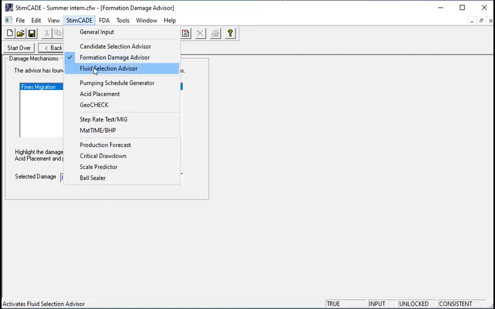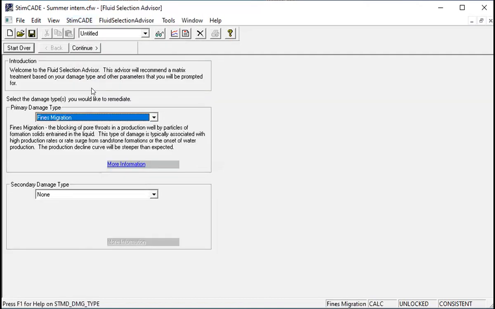The next thing now is a fluid selection advisor. So we have to look at the fluid selection. What type of fluid do we expect? What type of acid are we going to use and at what concentration do we expect to have it? So our primary damage here is the fine migration. You may also include some secondary damage if you wish.